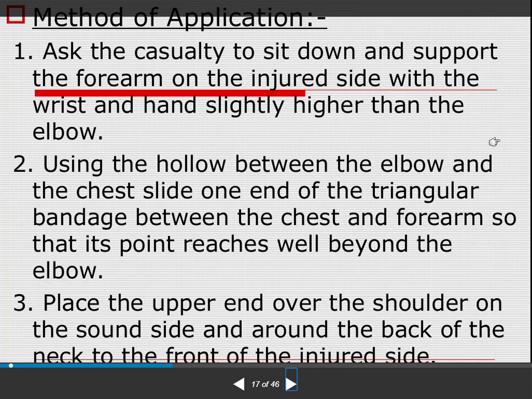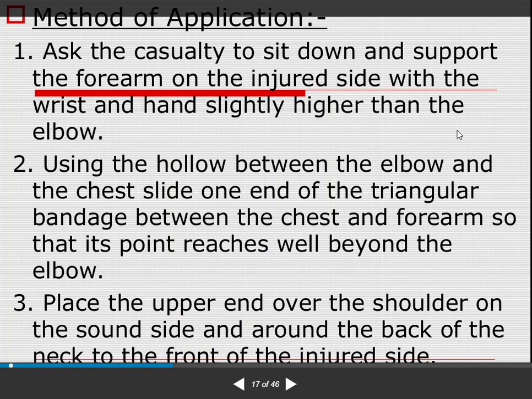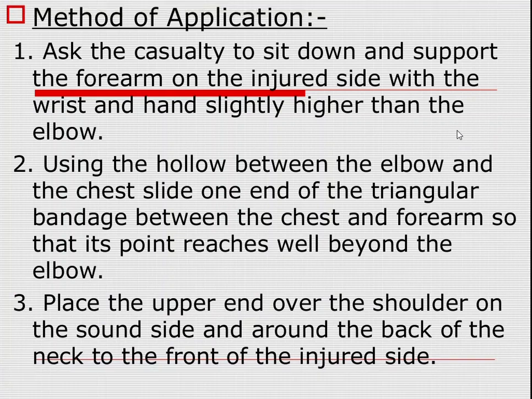Methods of application: how we can apply the arm sling. Ask the casualty to sit down and support the forearm. Means the patient must sit down and we have to support the forearm on the injured side, with wrist and hand slightly higher than the elbow. Using the hollow, the space between the elbow and the chest, lay one end of the triangular bandage between the chest and the forearm so that its point reaches well beyond the elbow.